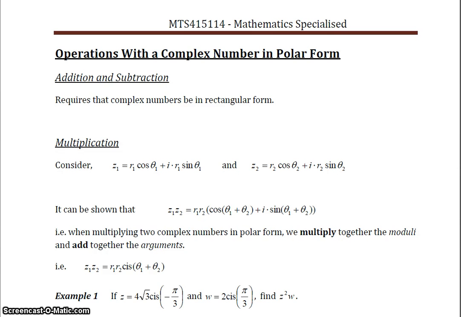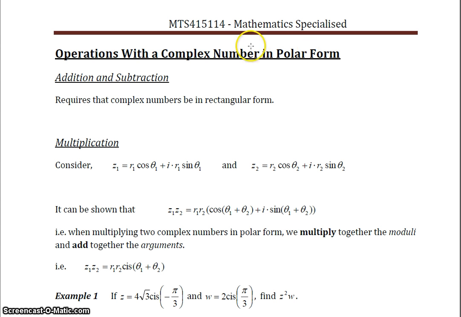Alright, we're moving on now to operations with a complex number when it's in polar form. So we've looked so far when it's been in what we call rectangular form, so if it's in the form a plus bi, for instance. But now we're looking at it in polar form, so r cis theta, or re to the i theta.